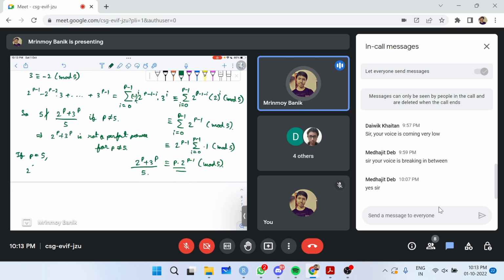If p is equal to 5, we have 2^5 + 3^5 equal to 32 plus 3^5, which is 243. We have 275. 275 is not a perfect power, you can check. So none of them are perfect powers. So any doubts, queries, questions?